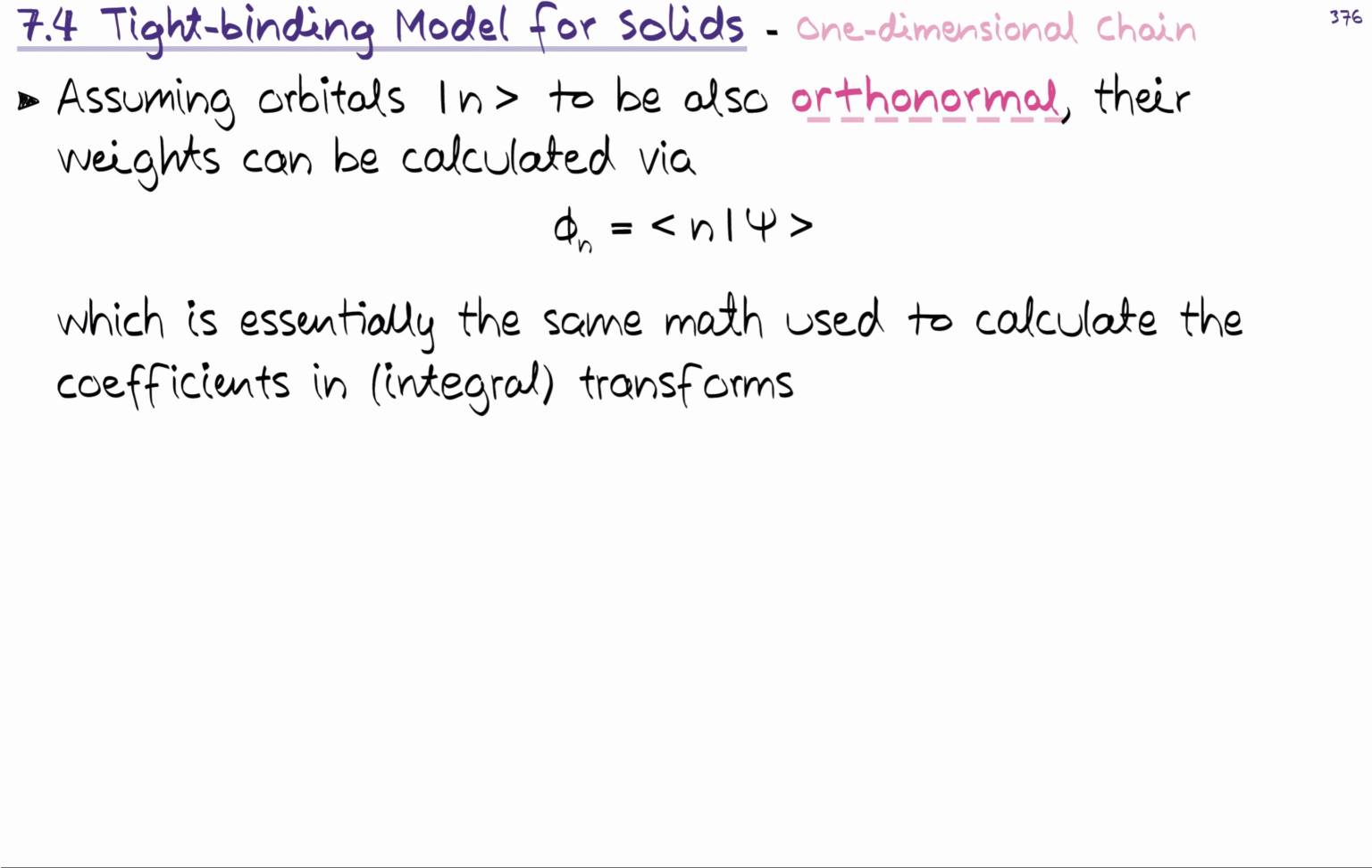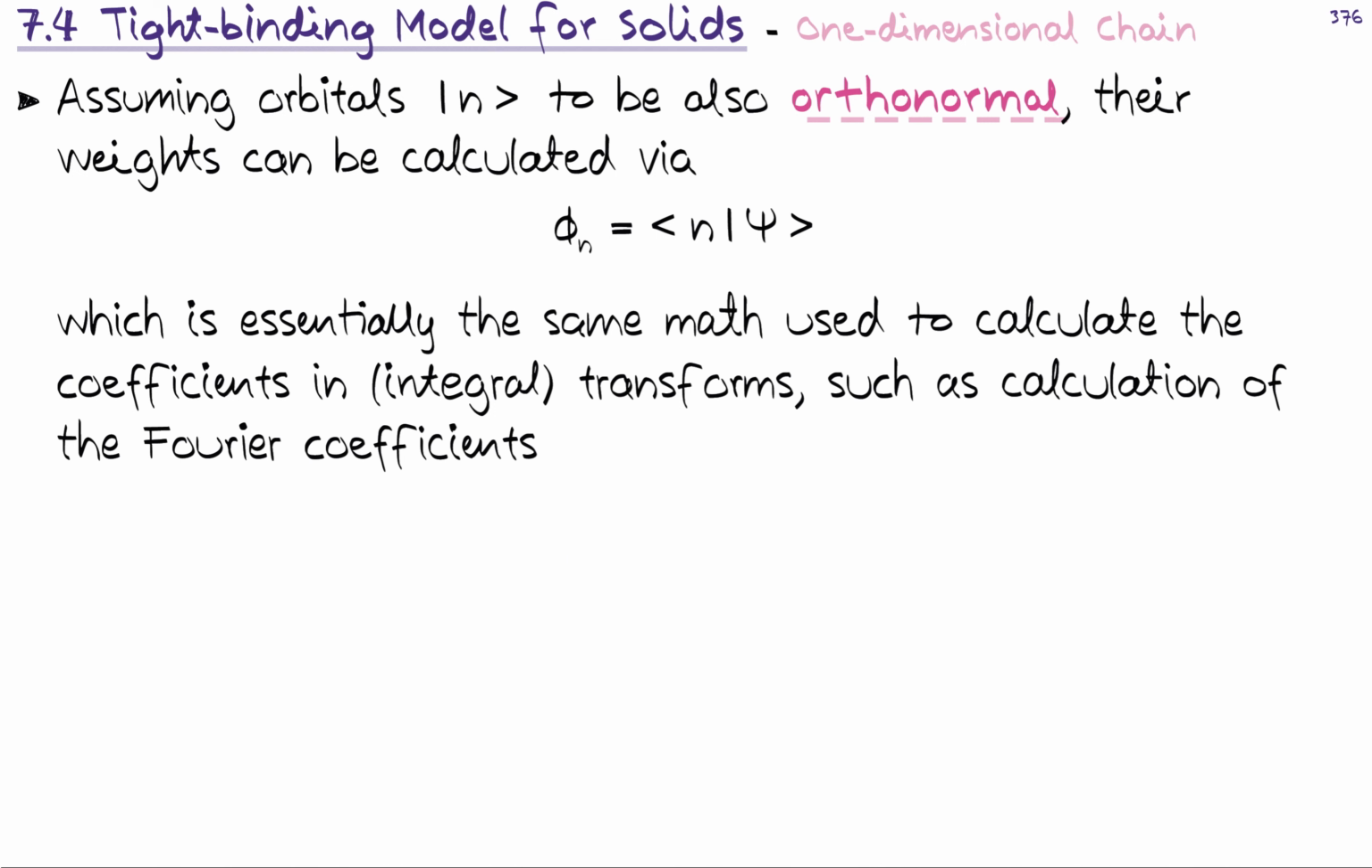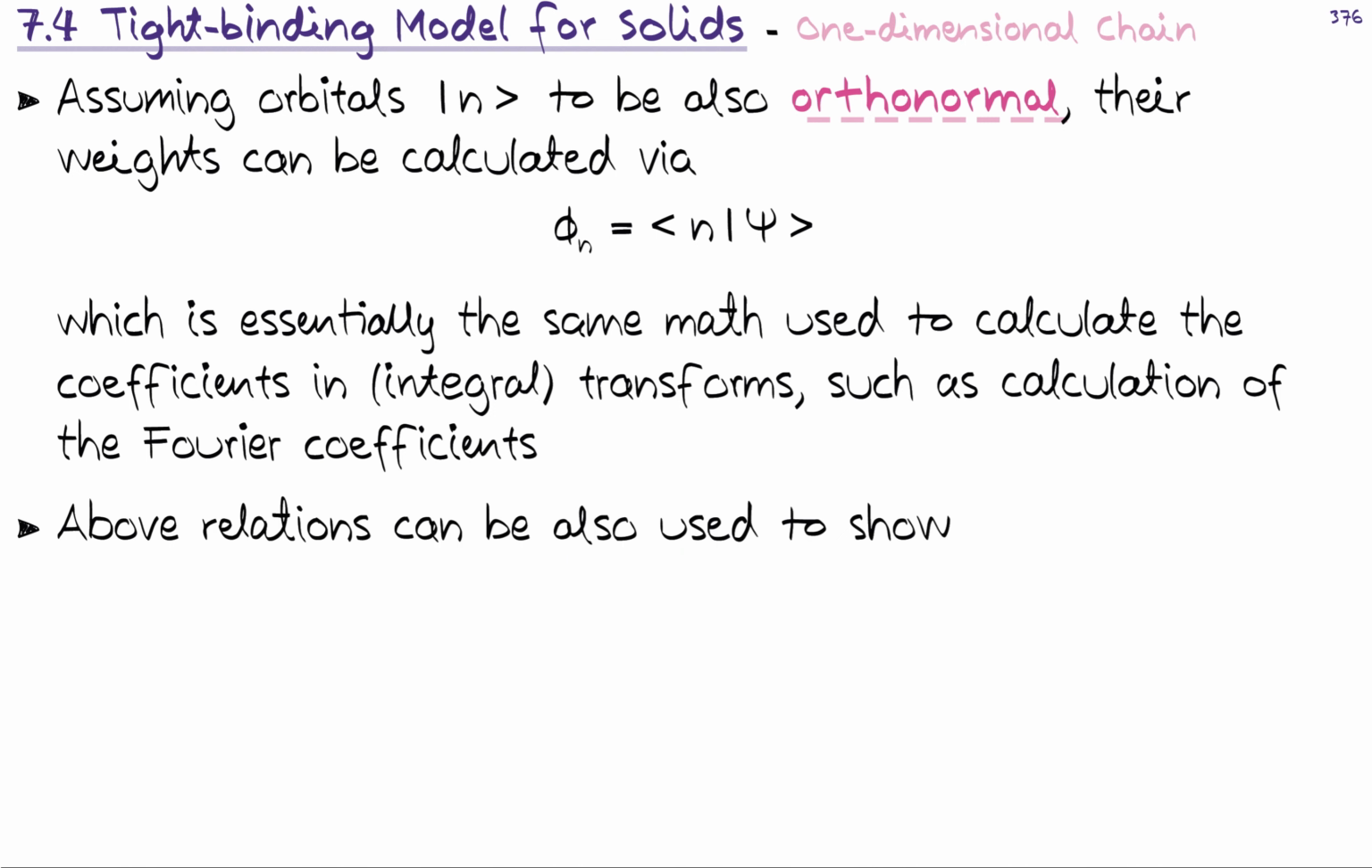This is bracket notation, no problem about that. So please note, if you're more familiar with those ways of calculating coefficients, you could just think that this is exactly that equation. That's the means by which we calculate, for example, those Fourier coefficients.